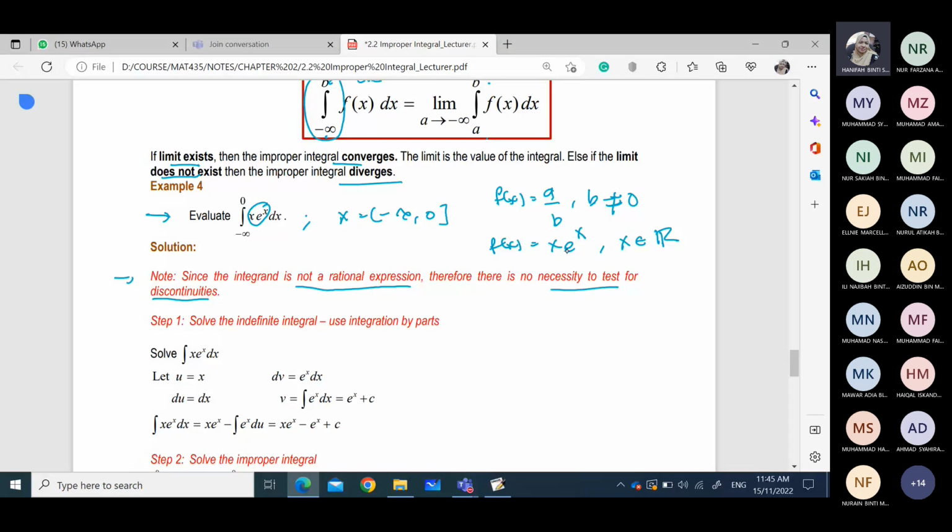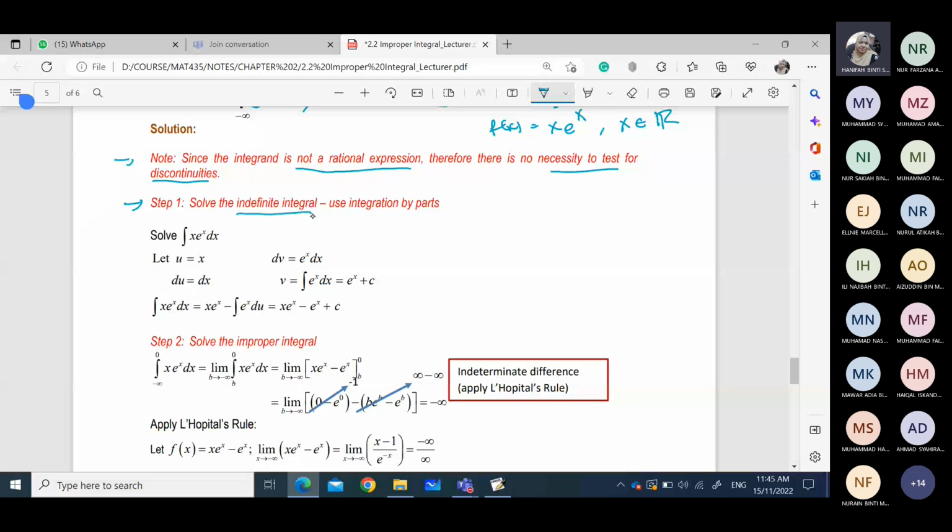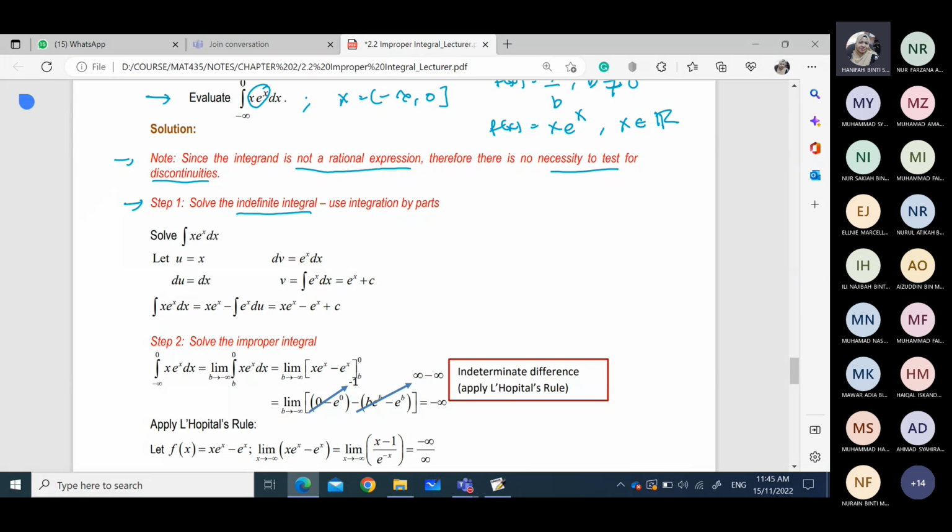So the function here is x e to the power x. Based on this function, we can say that this function is continuous for all values of x, where x is any real number. Alright, so next we go to step 1. In step 1, we solve for the indefinite integral, that is, we solve the integral only without putting the limits on it.